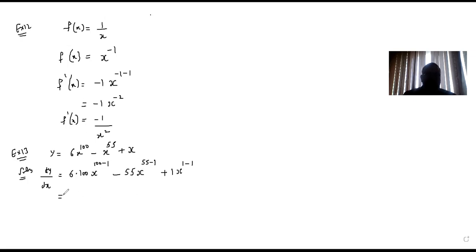So this is 6 multiplied by 100, this is 600 x raised to power 99, minus 55 x raised to power 54, plus 1 multiplied by x raised to power 1 minus 1, which is 0. Anything raised to power 0 is 1. This is my dy by dx.